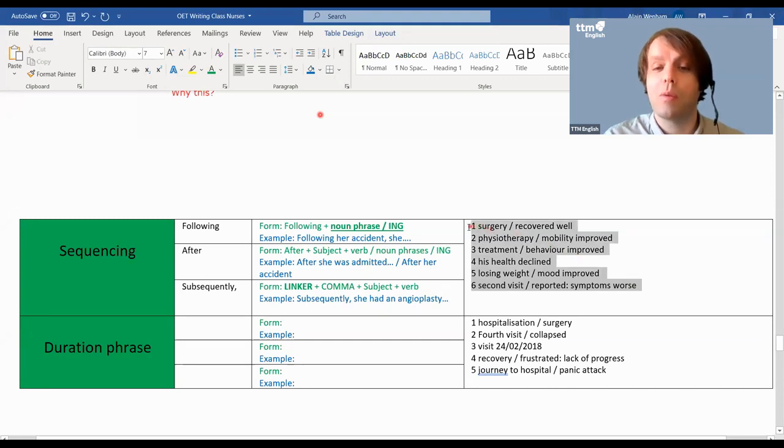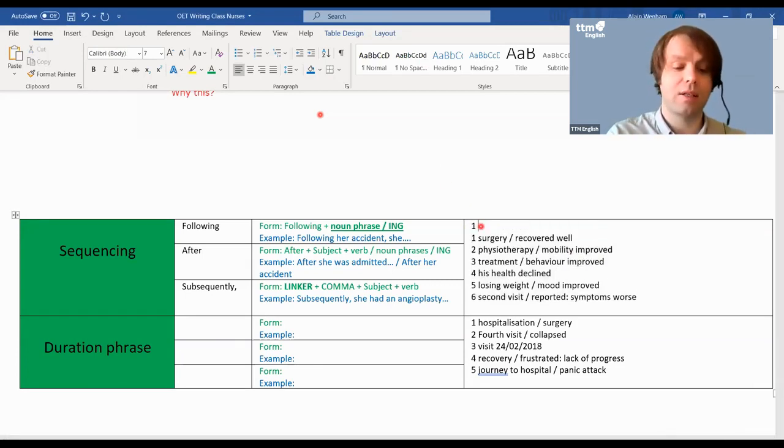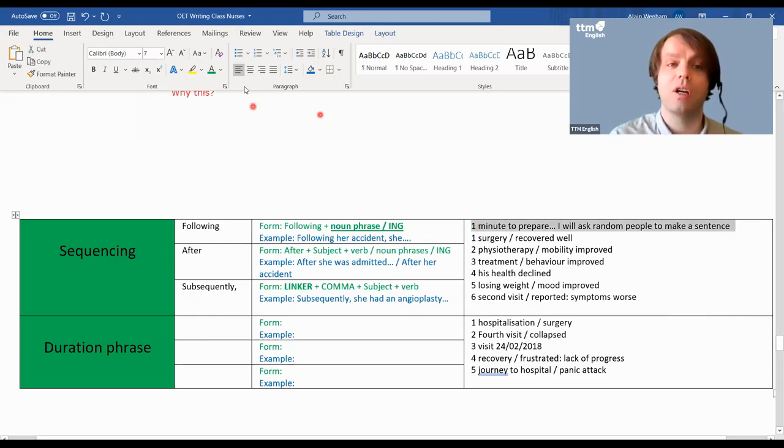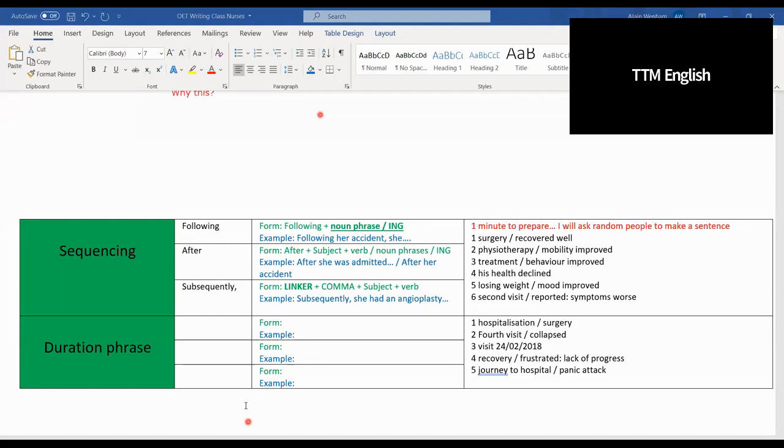In fact, no, we'll just do this now. We can actually make sentences, can't we? Okay. So, I'll give you 1 minute thinking time, 1 minute to prepare. I will ask random people to make me a sentence using the words below. Just have a look and think about how you would make a sentence using surgery, recovered well, and sequencing language. Okay, just 1 minute. And then I will ask, it could be you, could be anyone, all right? Just prepare, think about how to use this stuff.